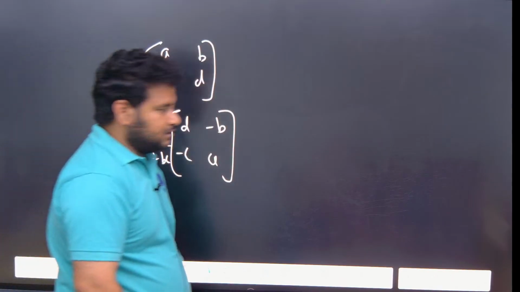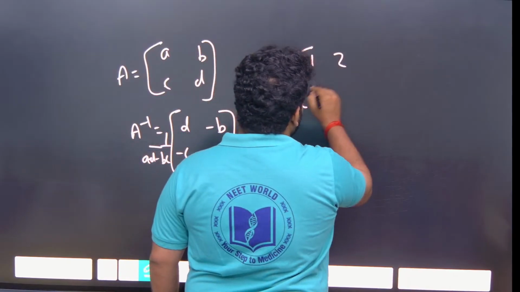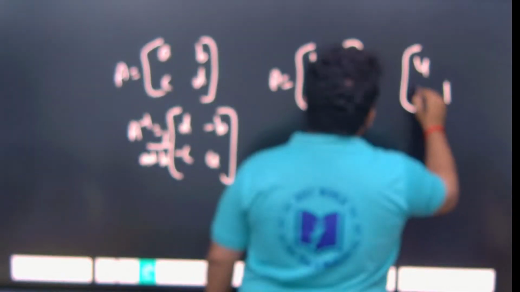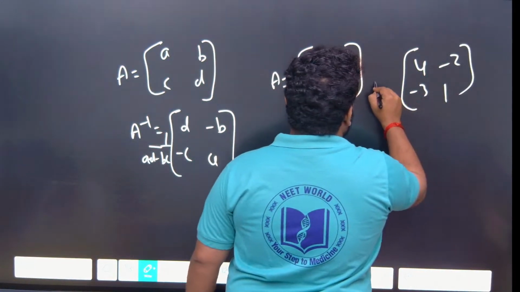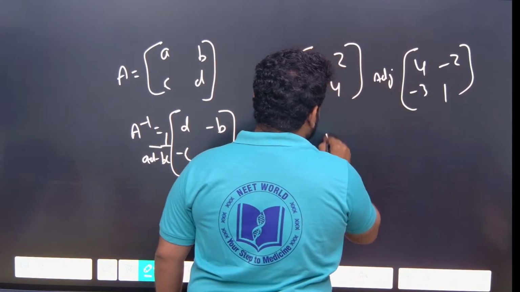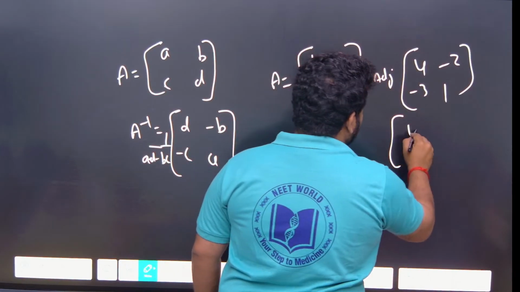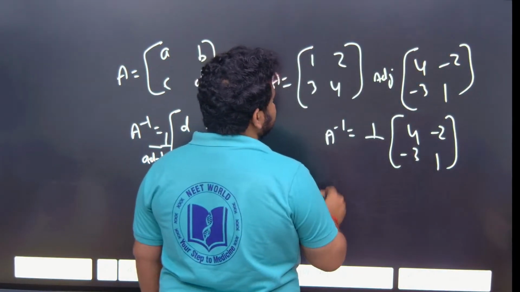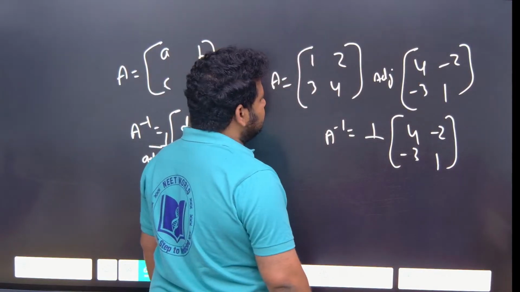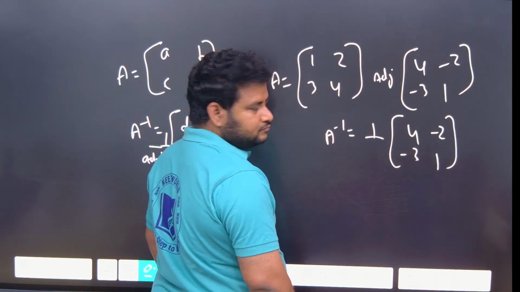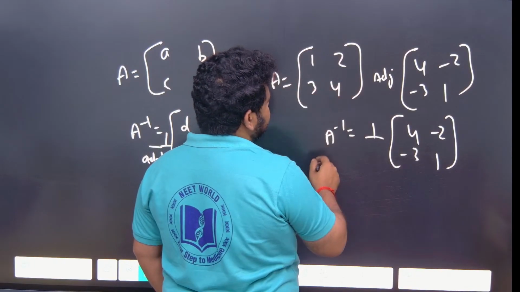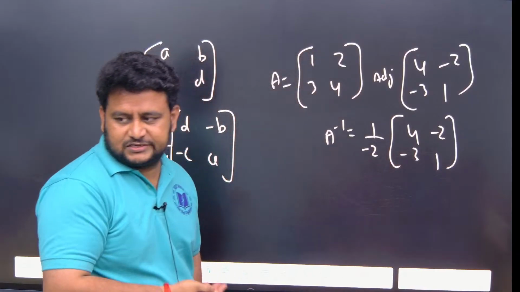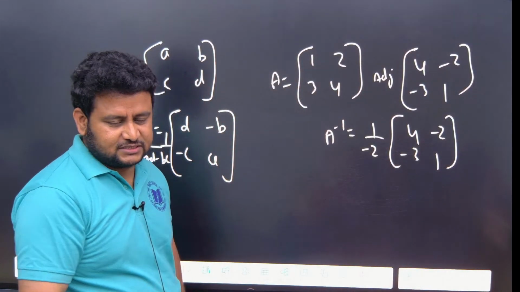This is the adjoint matrix, and AD minus BC is the determinant. Suppose I give a matrix 1, 2, 3, 4. Matrix A. If I want the adjoint of A, I can write it as 4, 1, minus 3, minus 2. This is the adjoint. If I want A inverse, it will be 4, 1, minus 3, minus 2 divided by AD minus BC. AD minus BC is 4 minus 6, since 3 times 2 is 6. 4 minus 6 will be minus 2. That's all. That is the answer for A inverse. If they give a 2 cross 2 matrix, very easily you can find it.